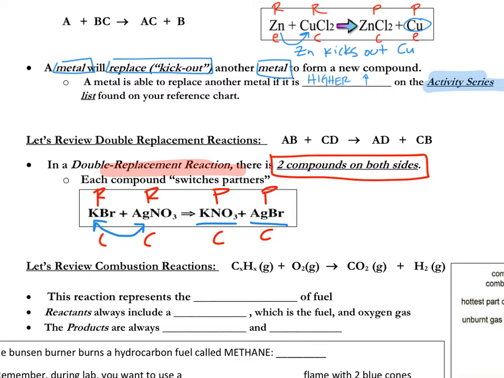Okay, let's talk about a combustion reaction. In a combustion reaction, you've got the burning of a fuel, and that fuel can be a hydrocarbon, which is carbons and hydrogens bonded together. The reactants always include a hydrocarbon and oxygen gas.